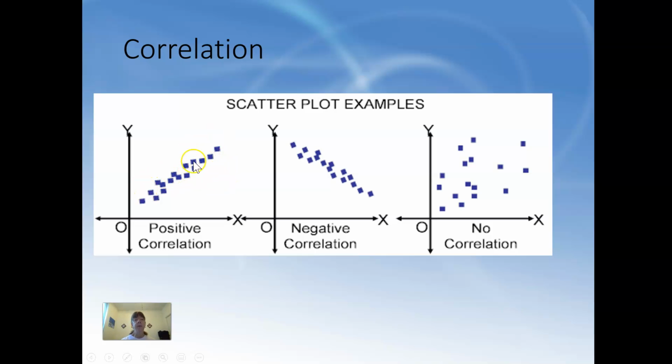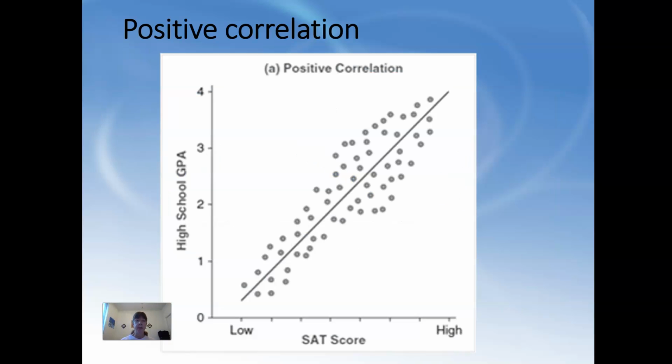And if the dots tend to follow along a line that slopes upward, that tells you that there is a positive correlation. Just as important, if the dots follow along a line that slopes downward, that tells you there is a negative correlation. If the dots are all over the place, like this one over here, that tells you there is no correlation. The two variables are not related to each other. So now I think this will make more sense if I show you some actual examples.